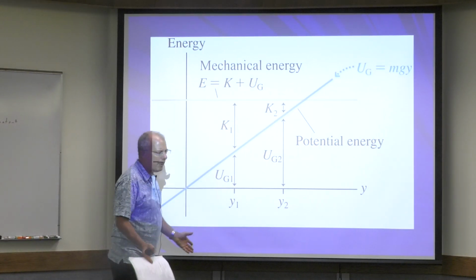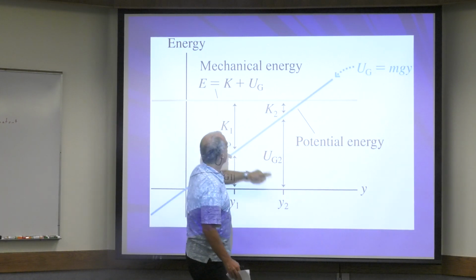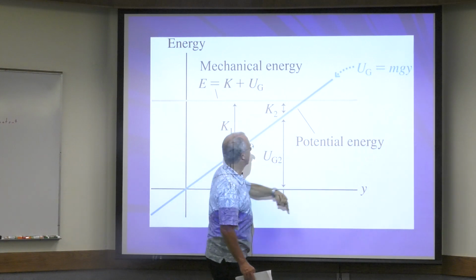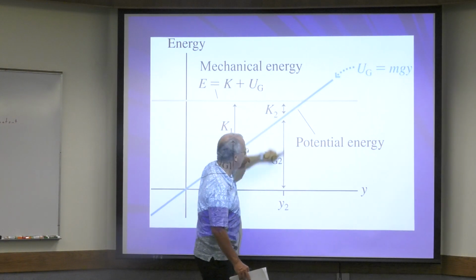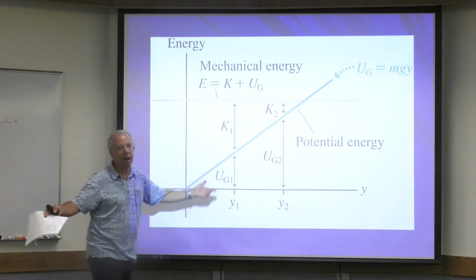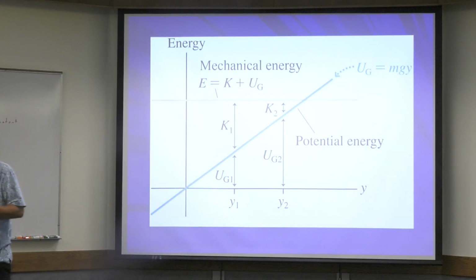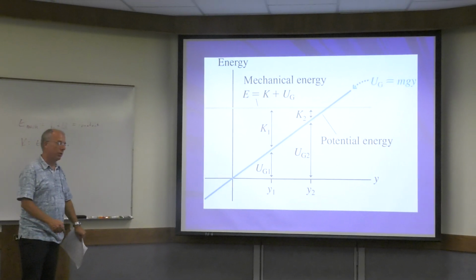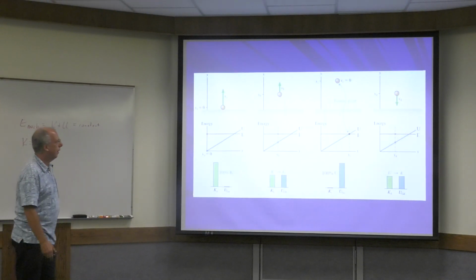And you got to admit, this makes sense, right? Because E is K plus U. So this E is K plus U. E is K plus U. Ta-da! So that's all there is to it. Now there's other ways of drawing these energy diagrams.